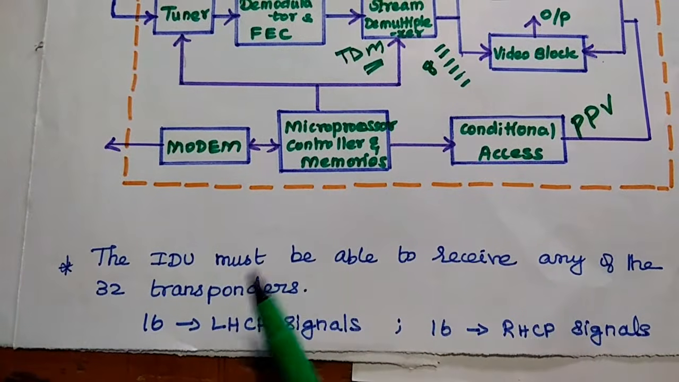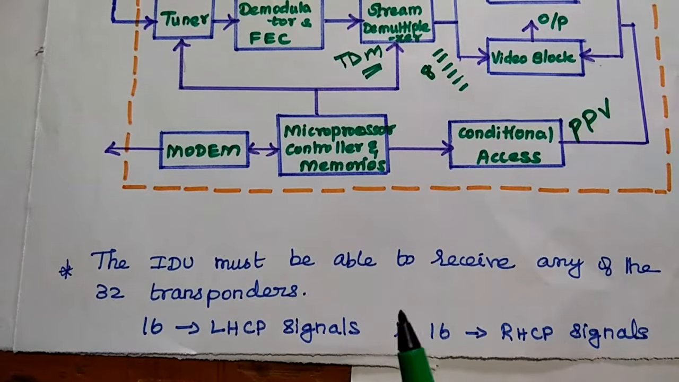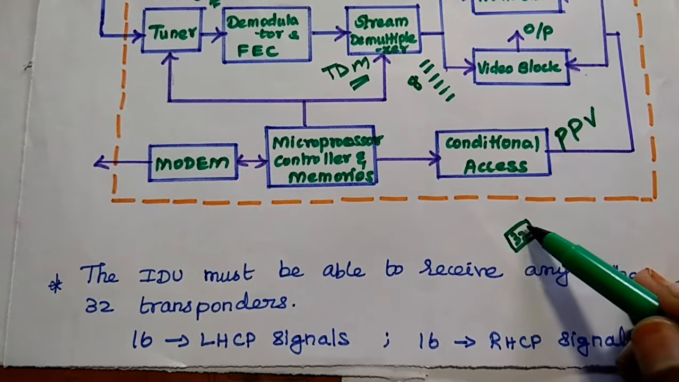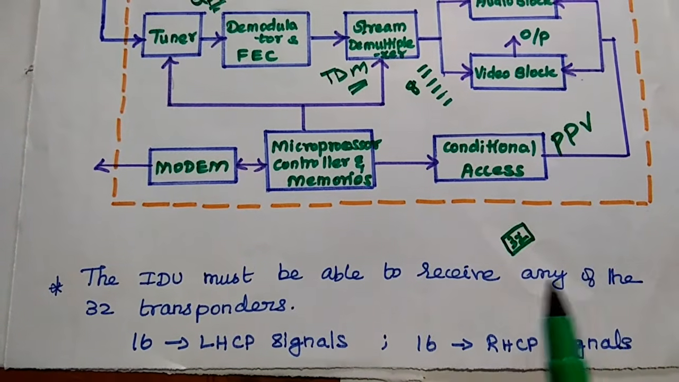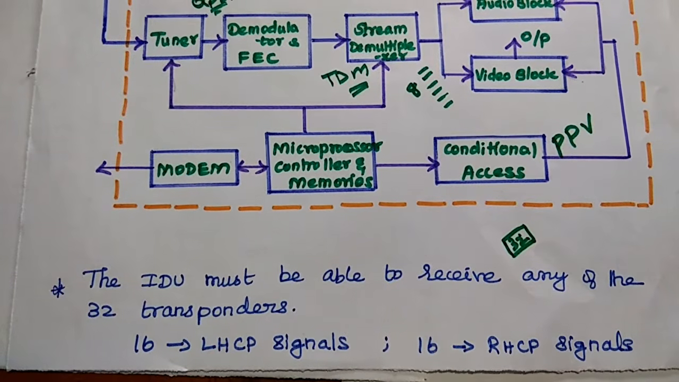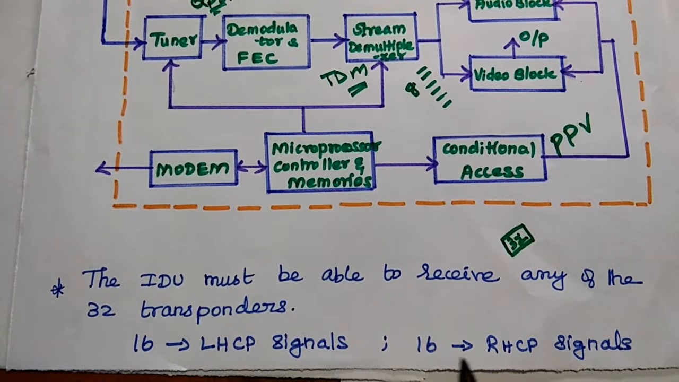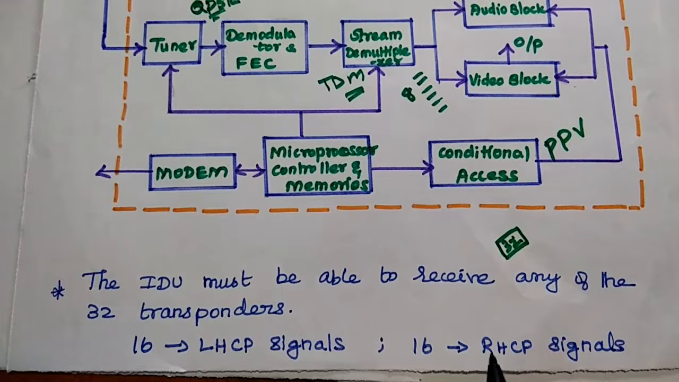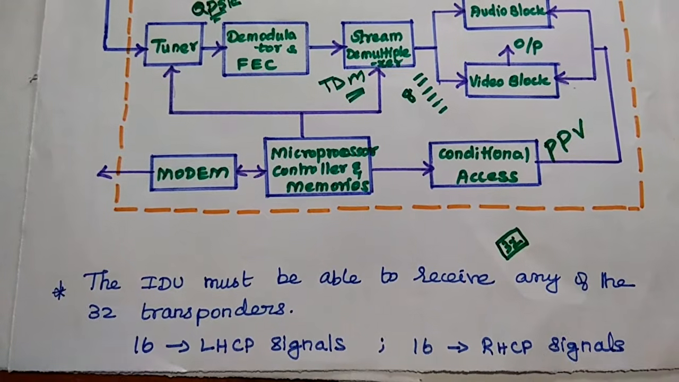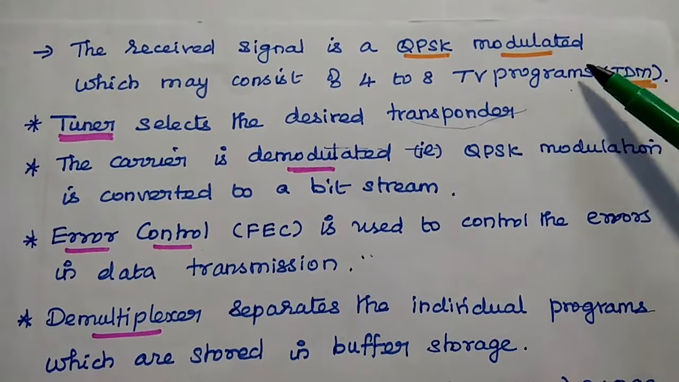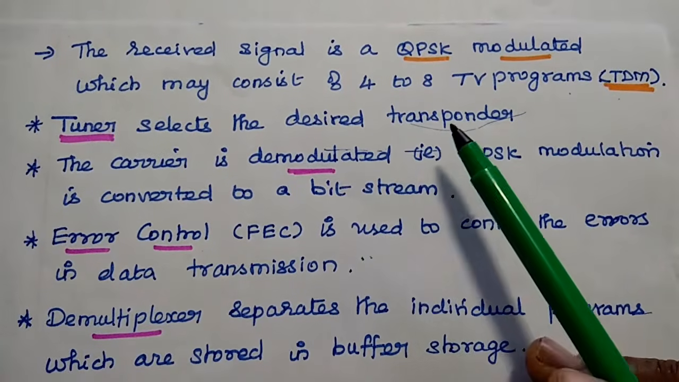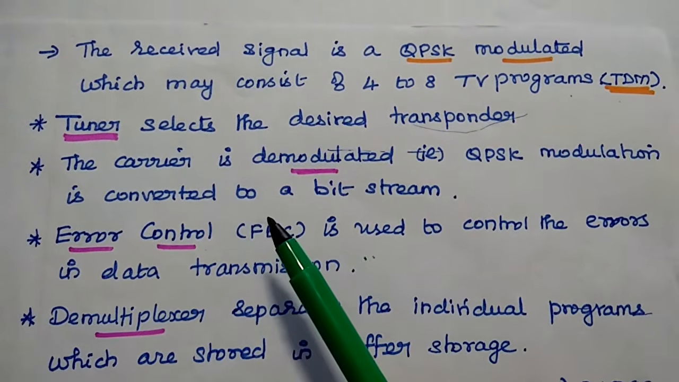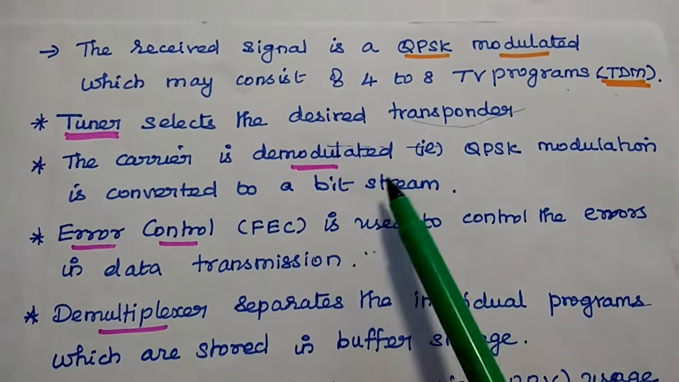Here the indoor unit must be able to receive any one of the 32 transponders a satellite can bring within it. Of these 32, 16 may be LHCP signals, that is left hand circular polarized signals. The remaining are right hand circular polarized signals. This can be identified by the polarizer in the outdoor unit. The received signal is a QPSK modulated signal, which may consist of 4 to 8 TV programs as a time division multiplexed signal. The tuner is used to select the desired transponder.